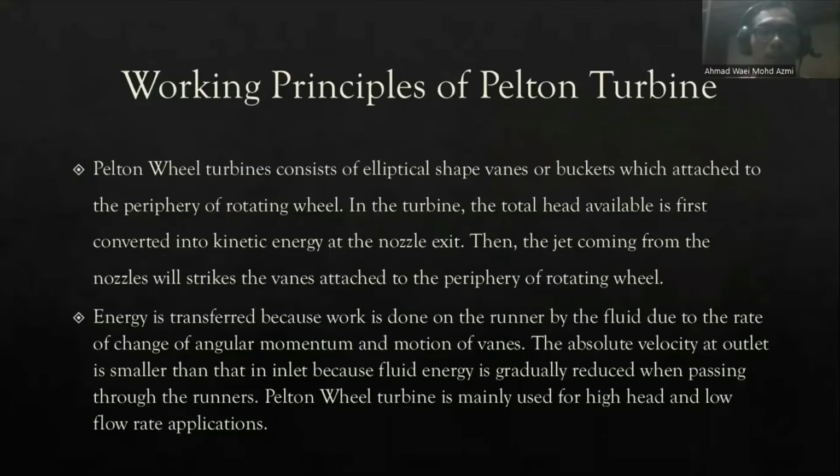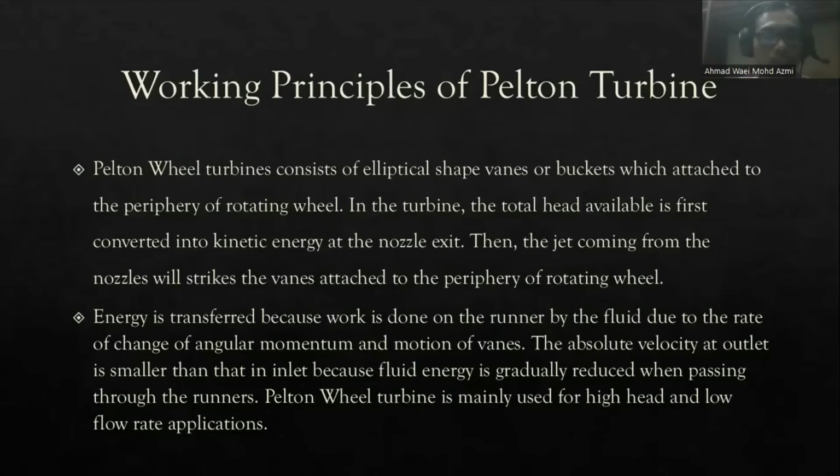For Chapter 2, the theory, we talk about the working principle of the Pelton turbine. The Pelton wheel turbine consists of elliptical-shaped vanes or buckets attached to the periphery of a rotating wheel. In the turbine, the total head available is first converted into kinetic energy at the nozzle exit. Then the jet coming from the nozzle strikes the vanes attached to the periphery of the rotating wheel.